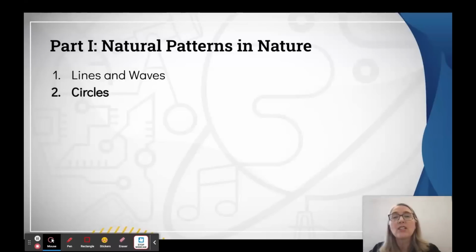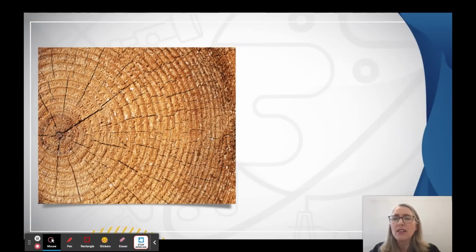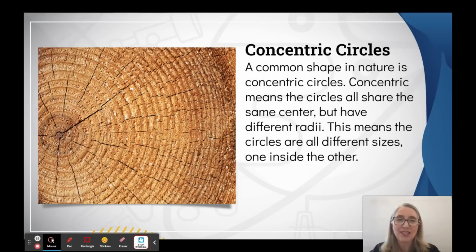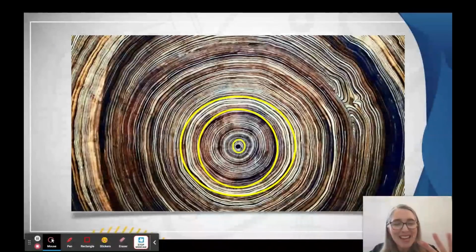We can also see circles in nature quite a bit. So they're found in things like these tree rings, and these are called concentric circles. This means that they all have that same center, but the circles keep radiating out, getting larger and larger, all inside of each other. Kind of like this amazing tree ring that you can see that starts off with that center circle where the tree first started growing, and then over hundreds of years has created this incredible ring.